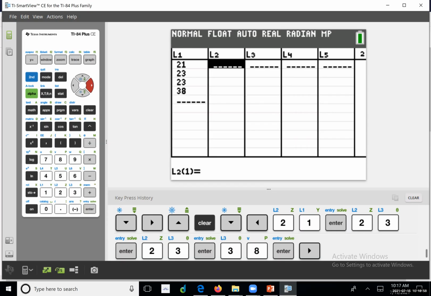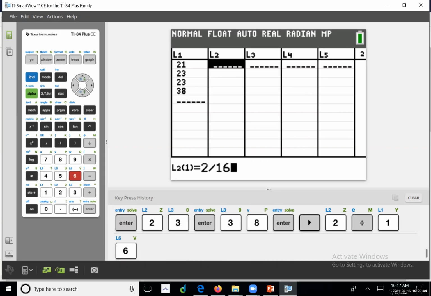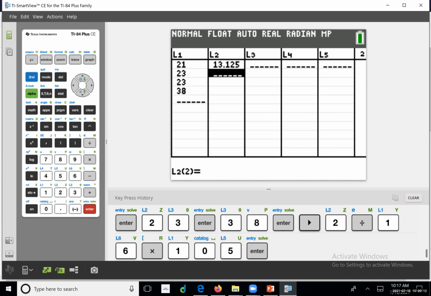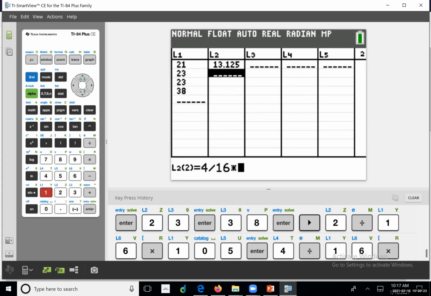And then since decimal is okay in L2, you can just put 2 out of 16 times 105. Just type it right here. You don't have to do it separately. And then 4 out of 16 times 105.